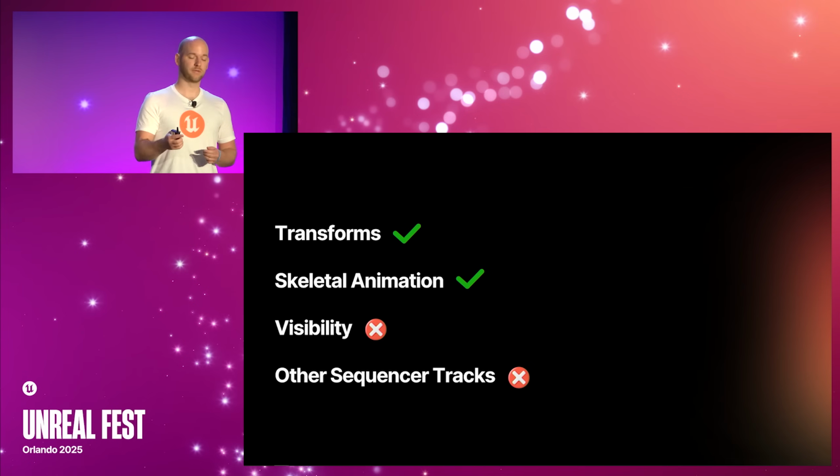We do not support visibility tracks. So if you want something to appear out of thin air and drop down, you have to set the scale to 0, which sounds really scary, but it works just fine. And then we don't support any of the other sequencer tracks, like, you're not going to be able to have blueprint functions and material parameters and camera cuts. Those are not going to be understood by Twinmotion.